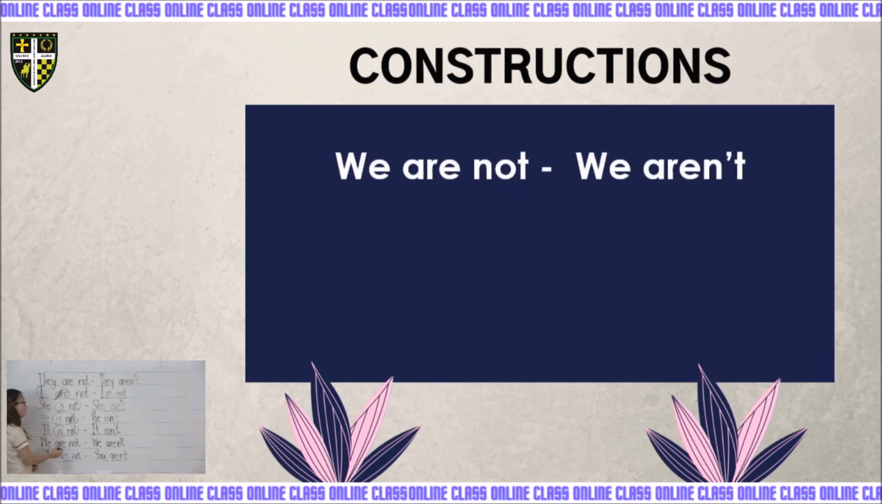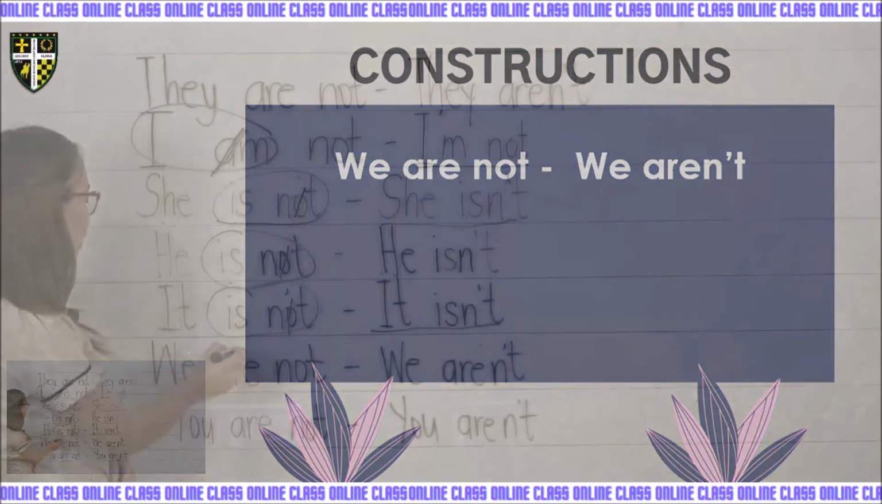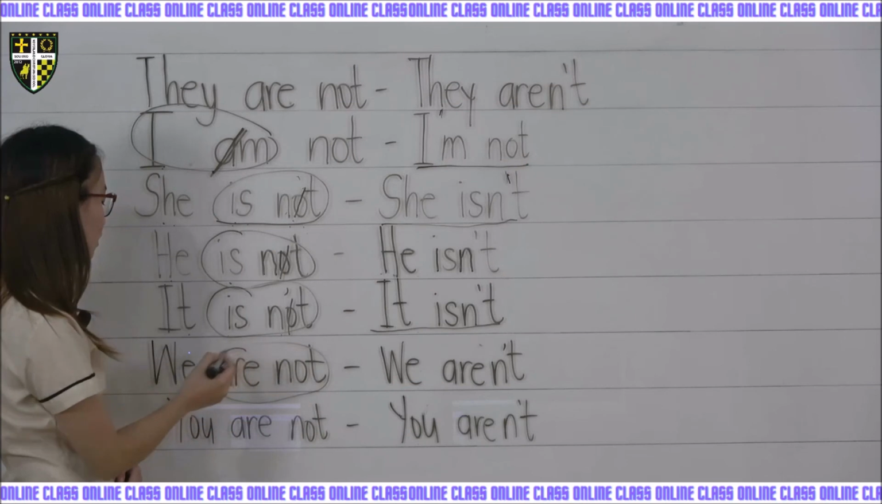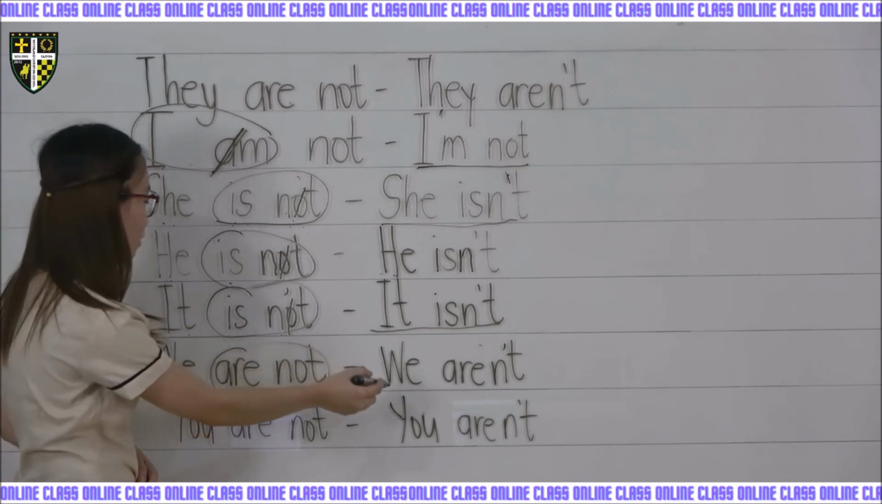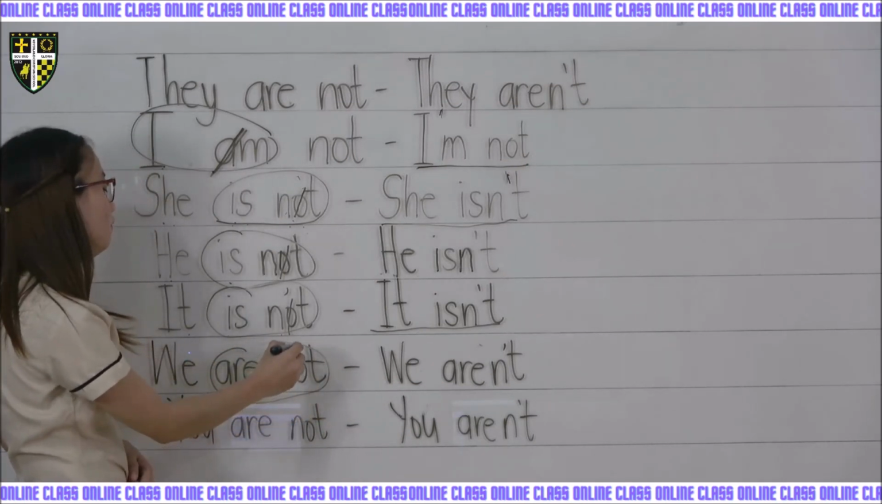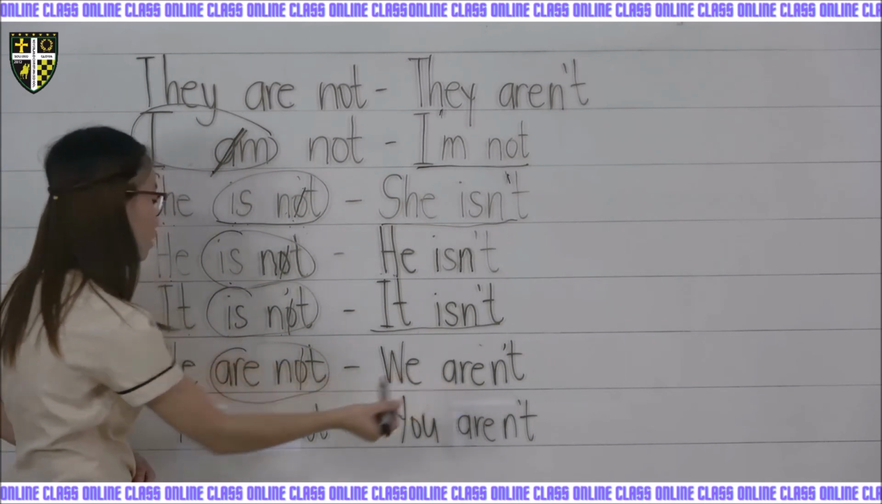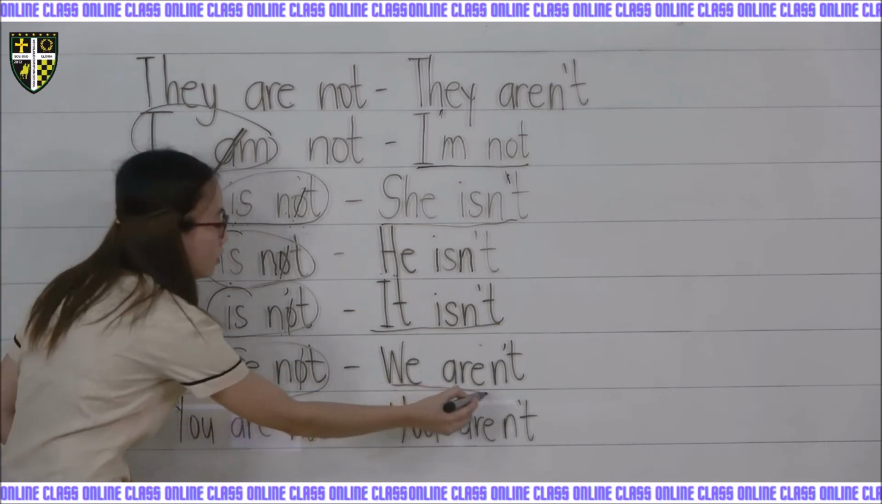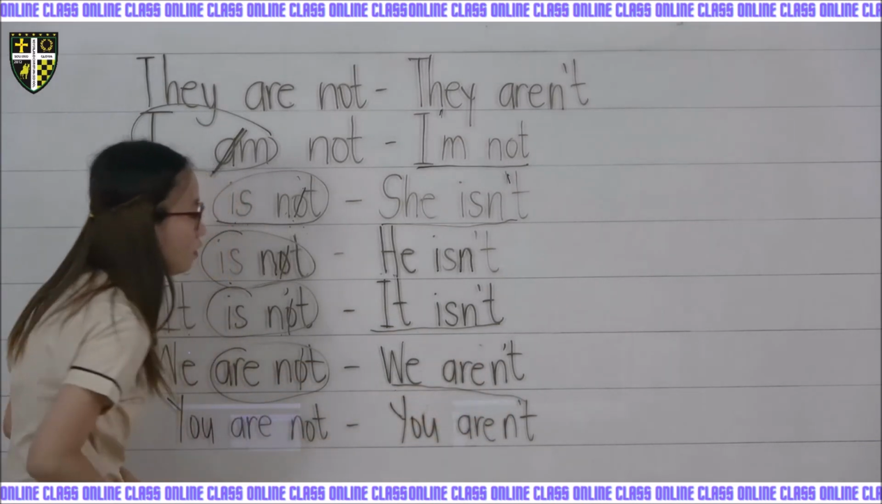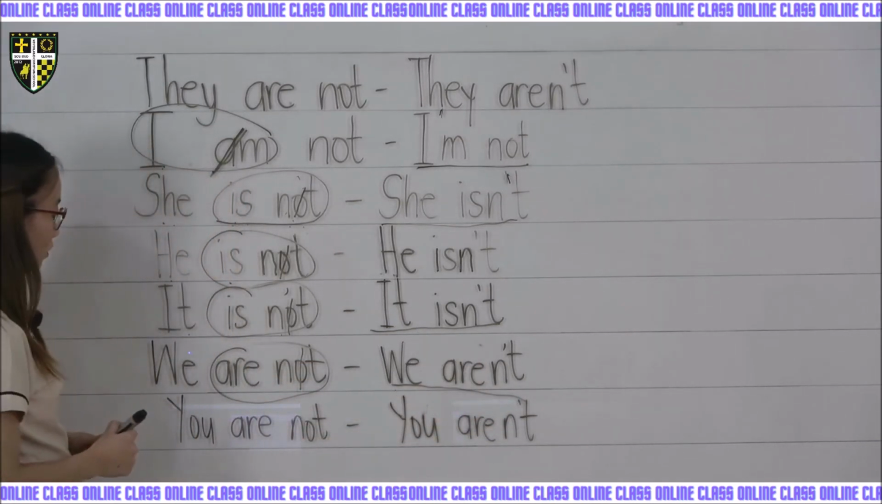Okay, we are not. So what will you do? Combine the be verb and the not. Write the we and then remove the letter O. That's why it became we aren't. Okay? Okay, next one.